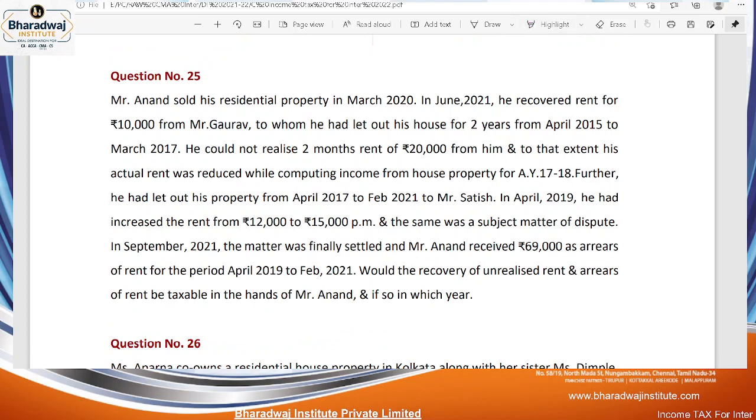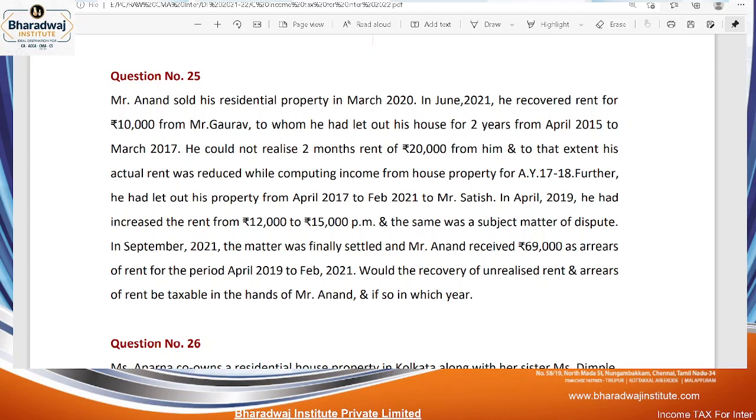Anand sold his residential property in March 2020. In June 2021, he recovered a rent of 10,000 from Gaurav, to whom he had let out this house for 2 years from April 2015 to 2017. He could not realize a monthly rent of 20,000 from the tenant.